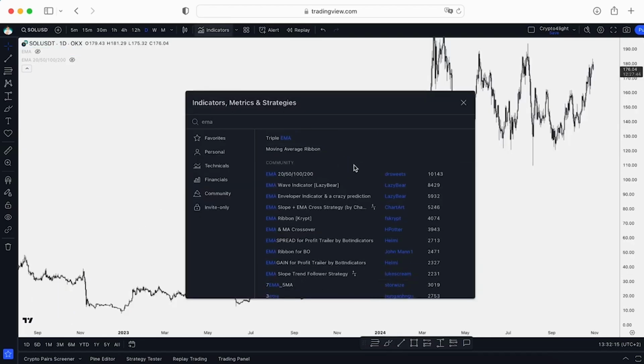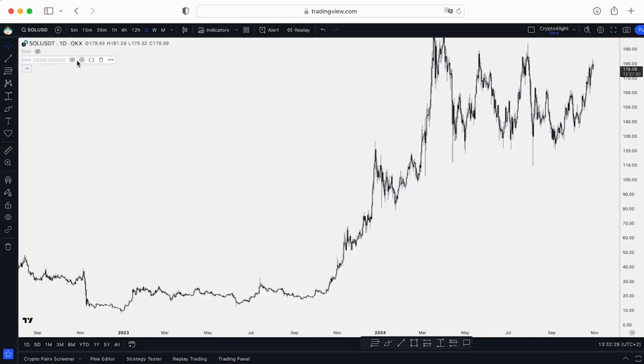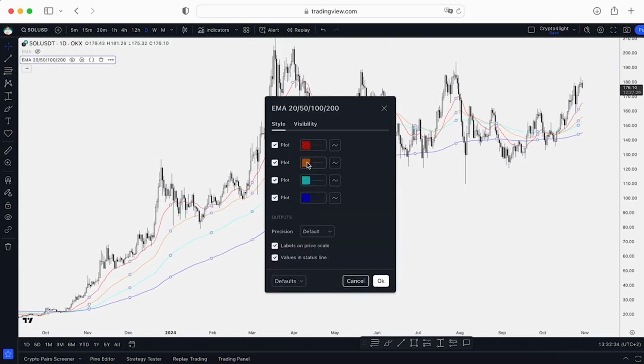And of course, in TradingView, there are a lot of indicators from the community. So for example, you cannot add many different EMAs. You can use, for example, this one, EMA 20, 50, 100, and 200. But the problem is there are no adjustable settings. So you can choose only the color.